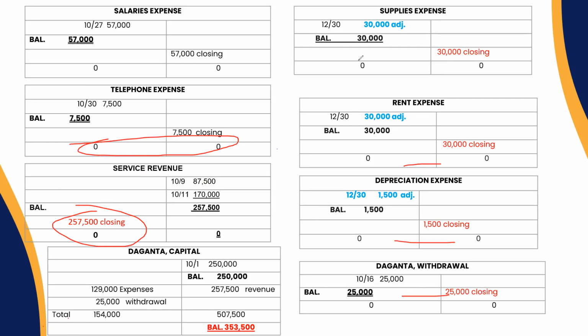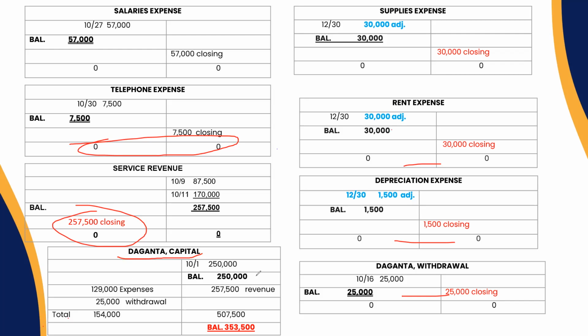Because these are temporary accounts. Your expenses for the year 2023 will not be carried over to 2024, because there will be another set of expenses and another set of revenues and income for that year. Okay? It's different. That's why. So where do we close all of these? Here in Daganta Capital. Please keep your eyes on Daganta Capital.